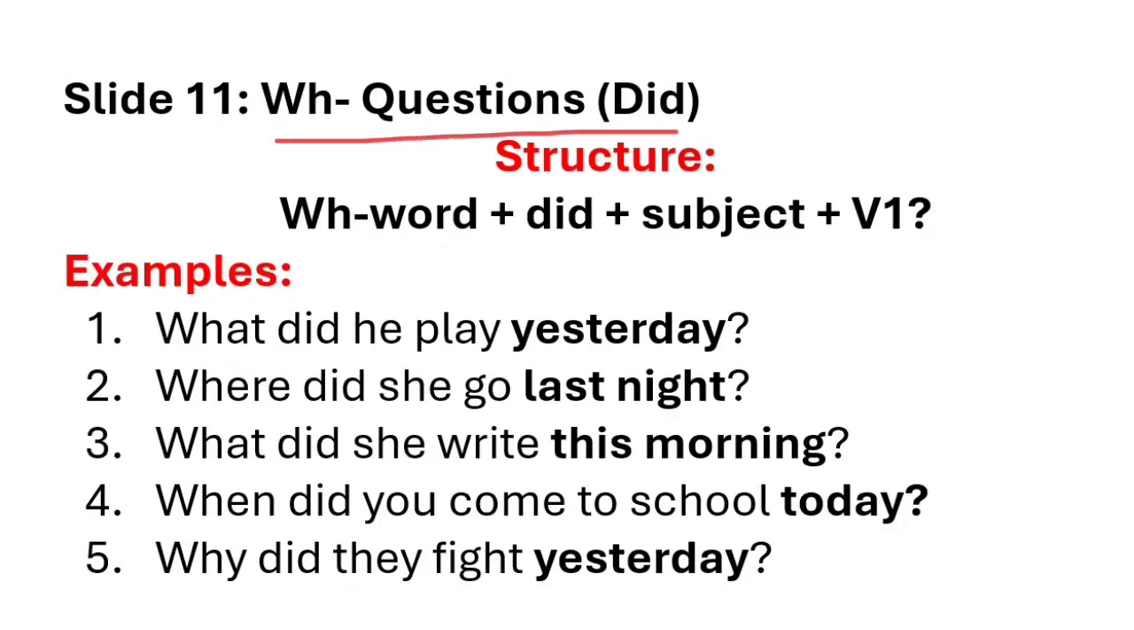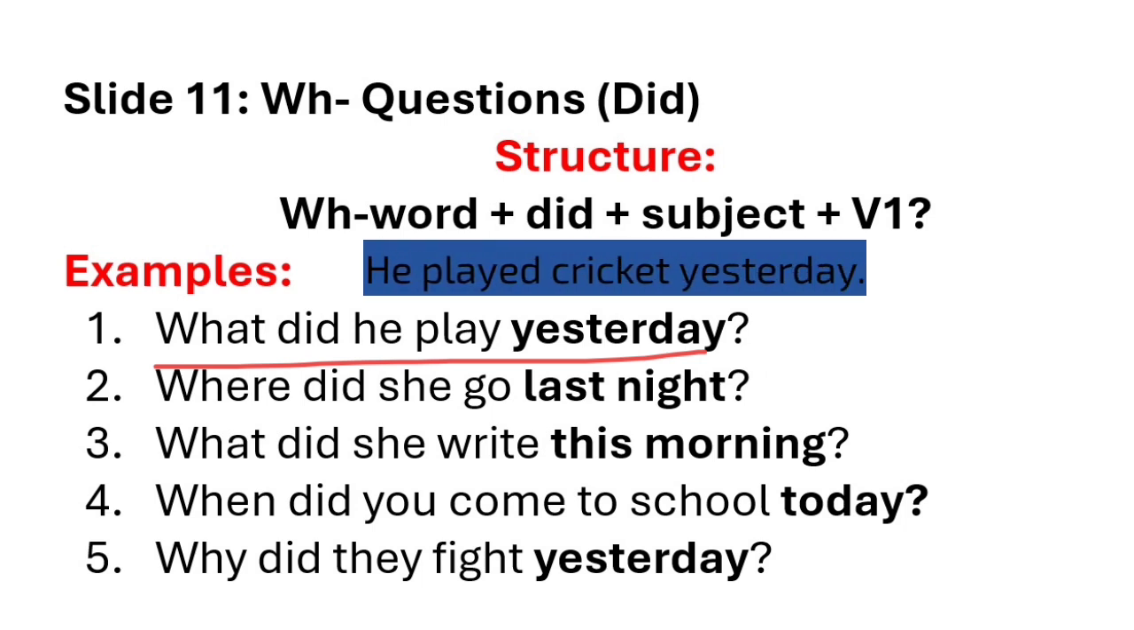Now let's see WH questions, okay, using did. So first we use the WH word, after that did and the subject, in the last we use the first form of the main verb. So the first example, what did he play yesterday? So you can see here we use the first form of the verb, not the past form, because did is there, right? So first what, the WH word, did he play yesterday? So what is the positive answer? He played cricket yesterday.